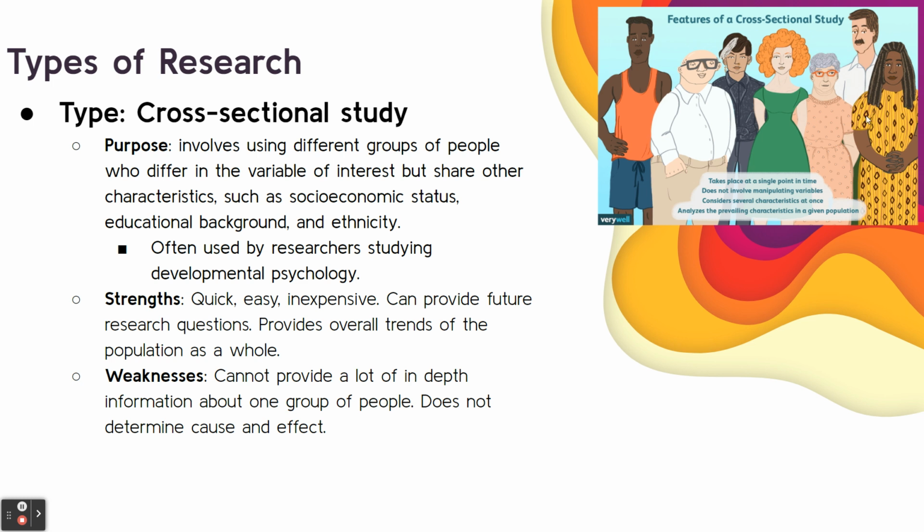So the picture up here in the top right says it takes place at a single point in time, does not involve manipulating variables, considers several characteristics at once, and it analyzes the prevailing characteristics in a given population.